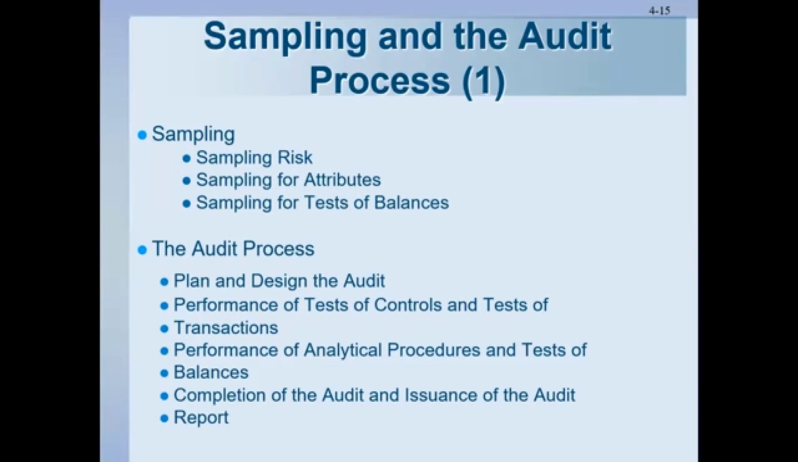Also, according to GAAP, sampling risk is the risk that the auditor's conclusion based on a sample may be different from the conclusion if the entire population were subjected to the same audit procedure. Sampling risk can lead to two types of erroneous conclusions.